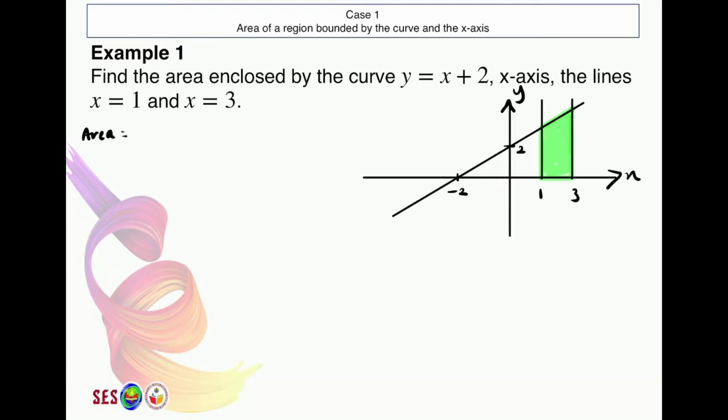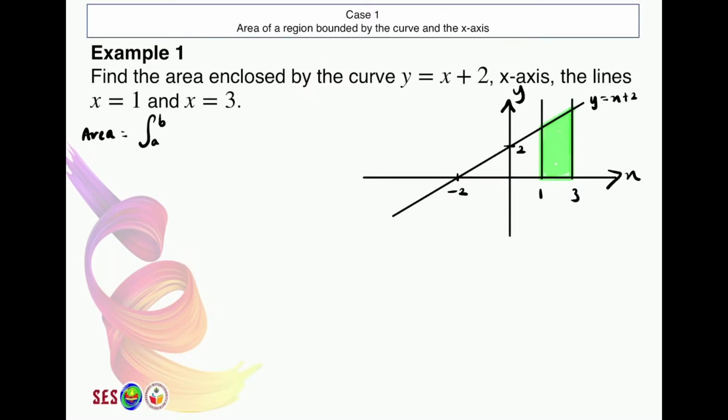Area of region bounded by the curve and the x-axis, we would need to take the interval from a to b, and we'll take the upper function. So in this case, our upper function is y equals x plus 2, and our lower function will be y equals 0, because we are at the x-axis. And again, I repeat, our upper function will be y equals x plus 2.